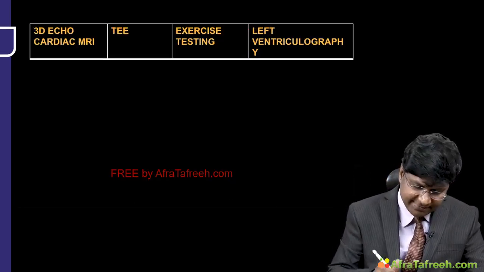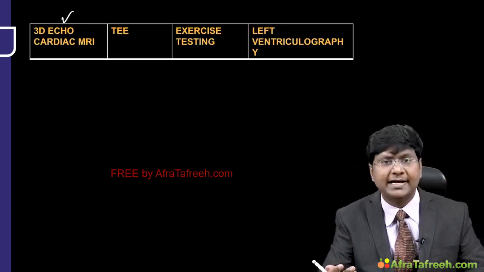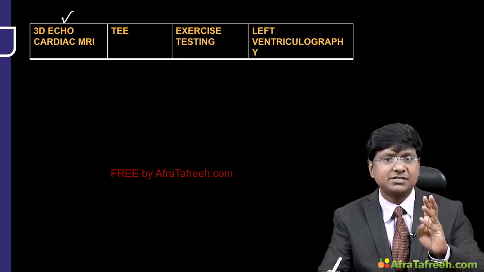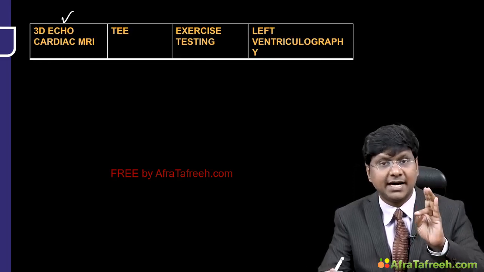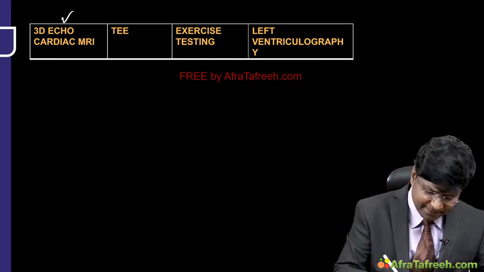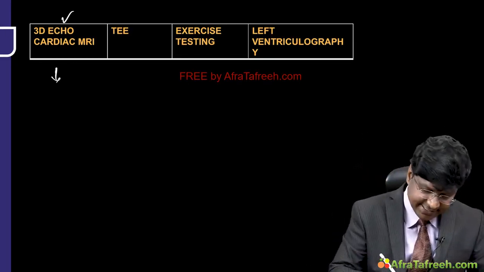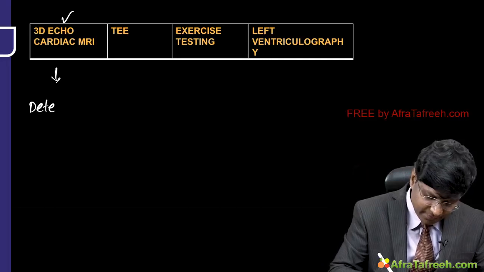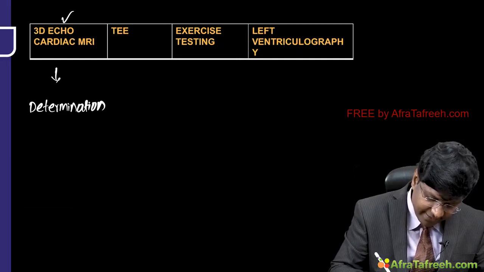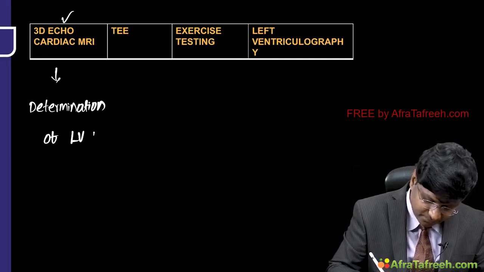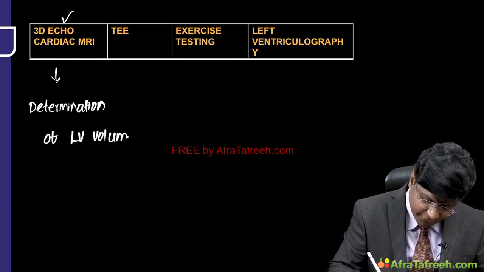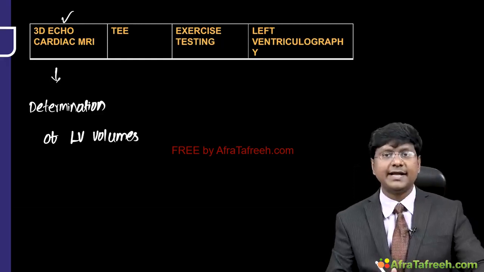And the next important is the 3D echo as well as the MRI. So three-dimensional echocardiography as well as the cardiac MRI imaging, what is the purpose of doing this? These two provide more precise determination of the LV volumes. That is the purpose of doing a 3D echo or the cardiac MRI.